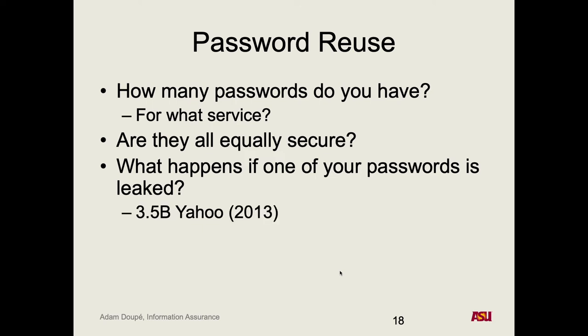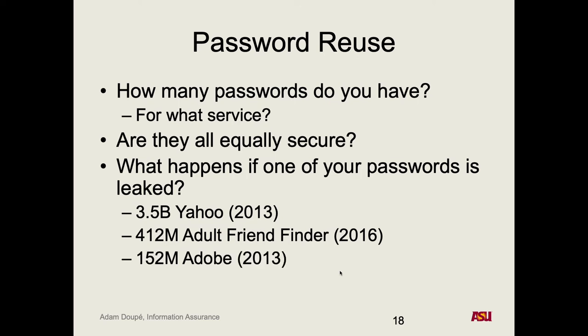So in 2013, 3.5 billion Yahoo usernames and passwords were leaked. That's a billion with a B, people, of username passwords were released. And I think it's hashes of passwords too, but still, as people start breaking them, you can detect these. And in more recent cases, 412 million Adult FriendFinder user accounts were leaked. Adobe had 152 million, and eBay had 145 million username and hashed password releases.